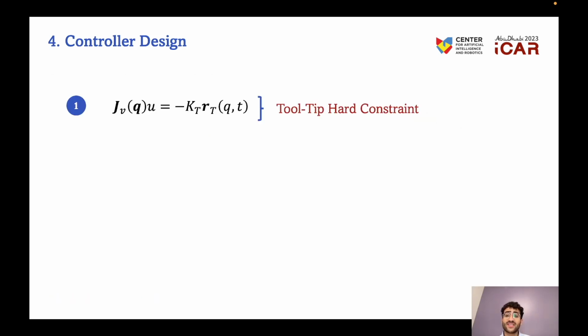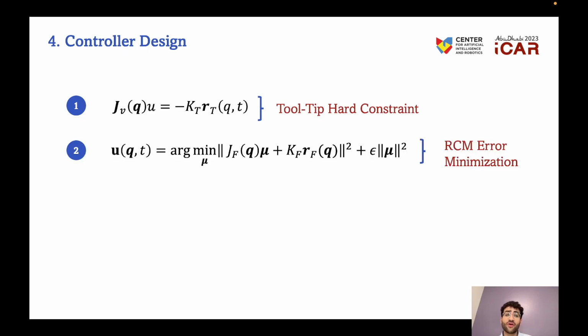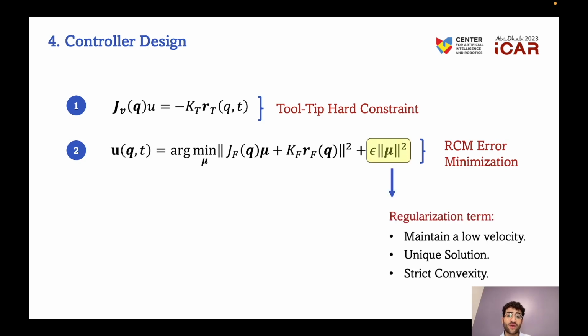So to solve for that, we ended up implementing our controller as a quadratic program, where the higher priority was set for the tooltip constraint, in which, while it's adhering to that constraint, it is also trying to minimize the RCM error. And note here that we have added a regularization term which is used to maintain a lower velocity, and it is also used to ensure that there is a unique solution to our problem.